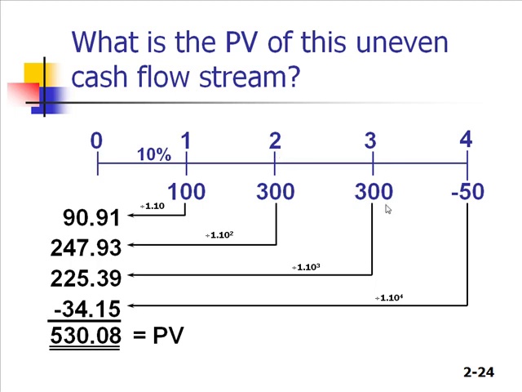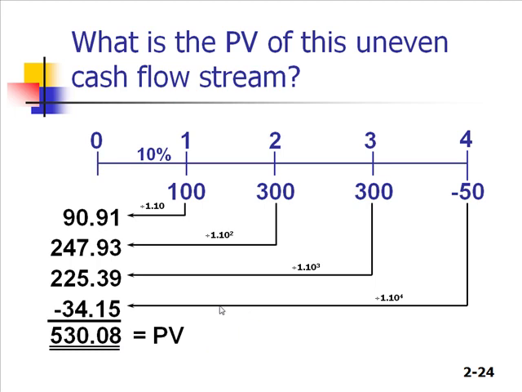What about this cash flow, this $300? At the end of 3 years, we divide it by 1.10 to the third power. And then this cash flow, negative 50, we will divide it by 1.10 to the fourth power, which gives us negative $34.15. Add these four numbers up and you get 530.08, which is the present value.